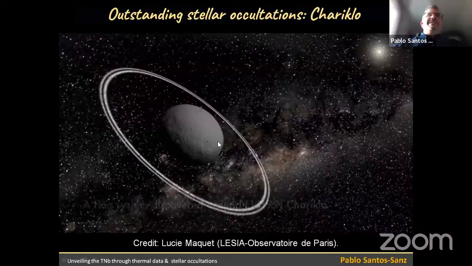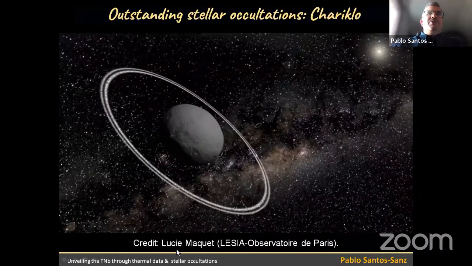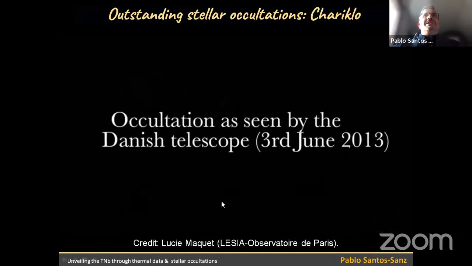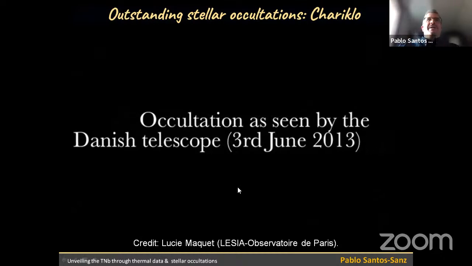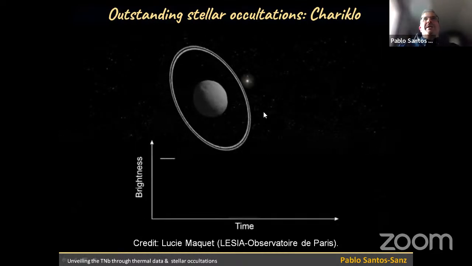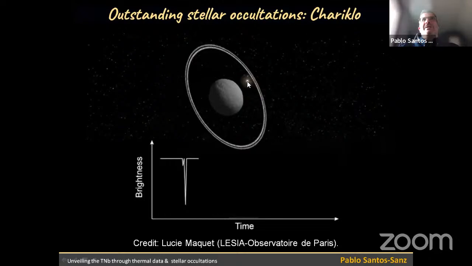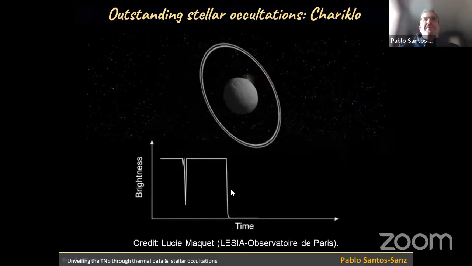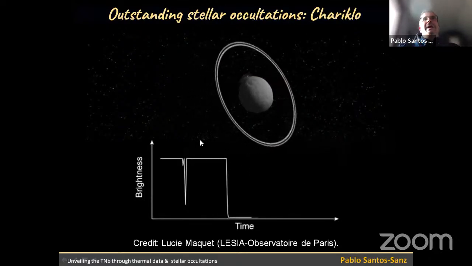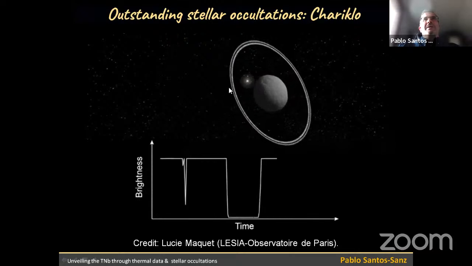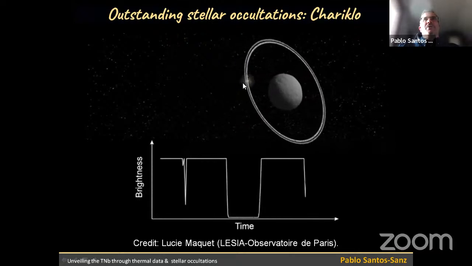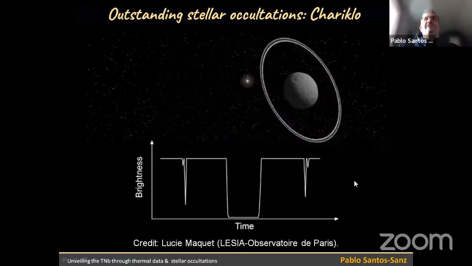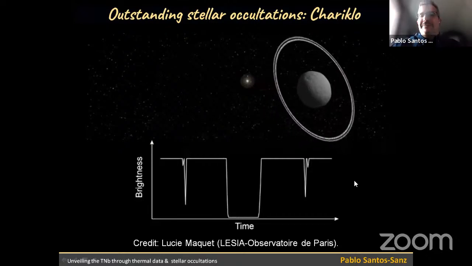Well, this is a nice animation prepared by Lucie Maquet, where you can see very clearly the light curve I showed you and the occultation. The occultation by the rings, then by the main body, and again by the other side of the ring. Nice, really nice.